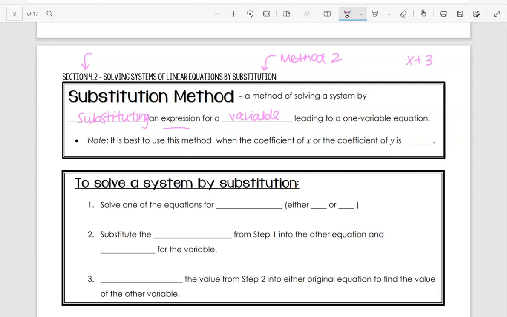Note, it is best to use this method when the coefficient of x or the coefficient of y is 1. Having a coefficient, remember this is a coefficient of 1, this would be a coefficient of 2. Okay, having a coefficient of 1 is going to make it a lot easier to substitute. I'll write that a little bit better.